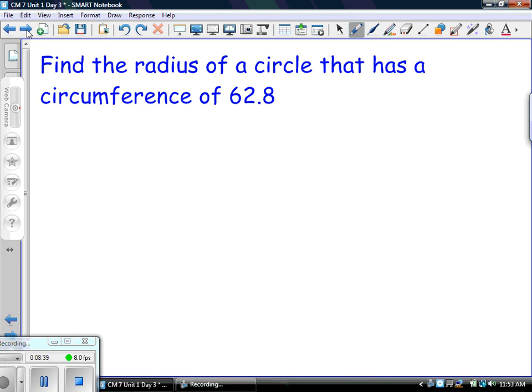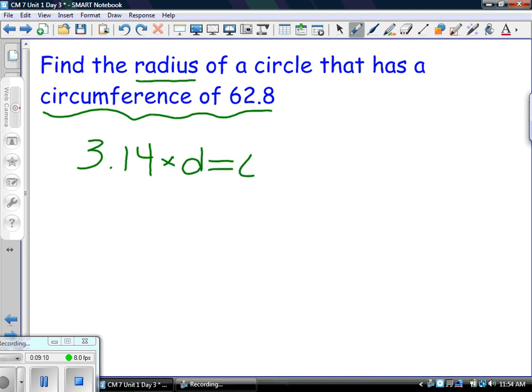Now, first thing I notice is I'm looking for the radius, but I know the circumference. The circumference formula, we can use either way, 3.14 times the diameter, or 3.14 times 2 times the radius. Let's go about it in the way of looking at it as 3.14 times the diameter. So we know that the circumference, this, has to equal this. We're told that in the problem.